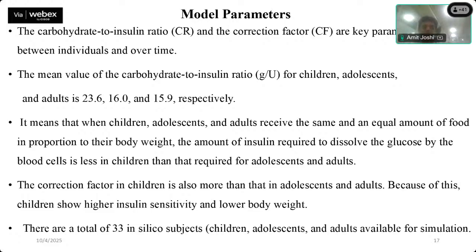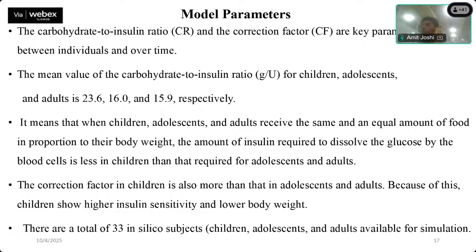So it means that when children, adolescents, and adults receive the same amount of food in proportion to their body weight, the amount of insulin required to dissolve the glucose by a blood cell is less in children compared to adolescents and adults. Okay? The correction factor in children is also more than that in adolescents and adults, because children show higher insulin sensitivity and lower body weight.